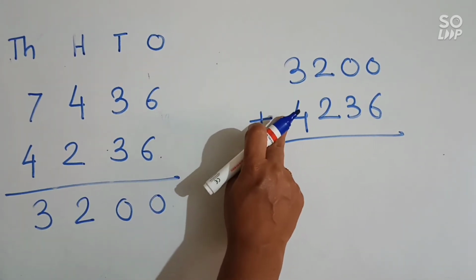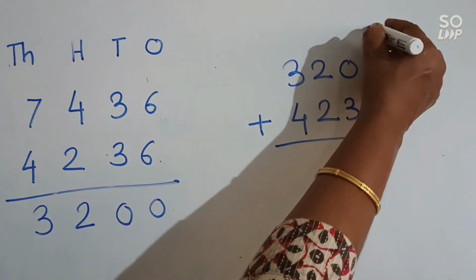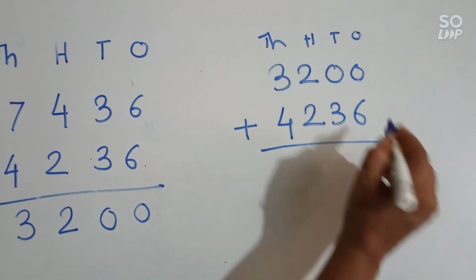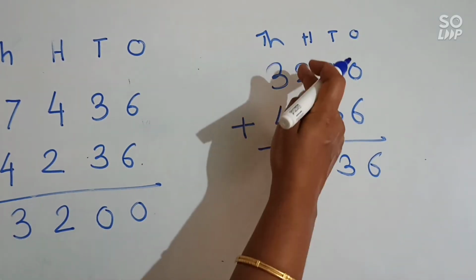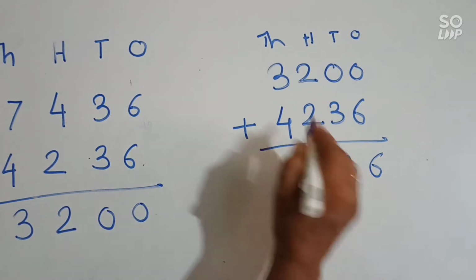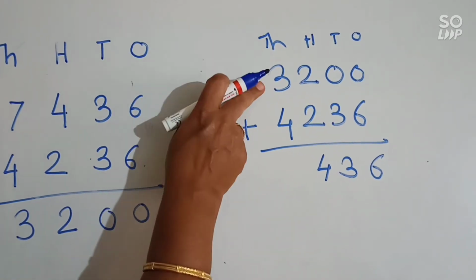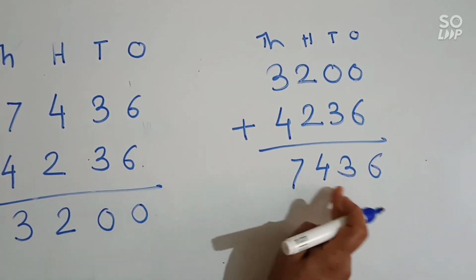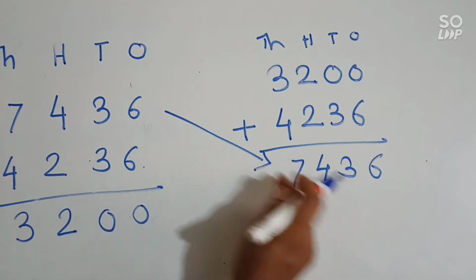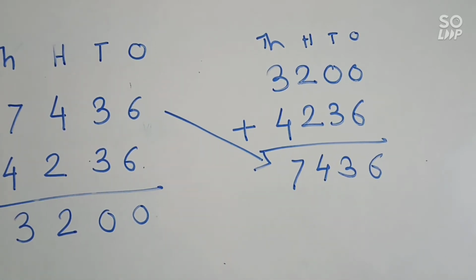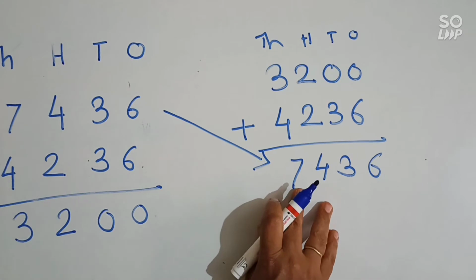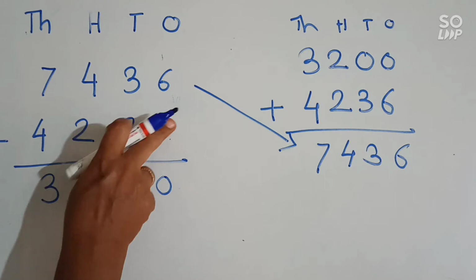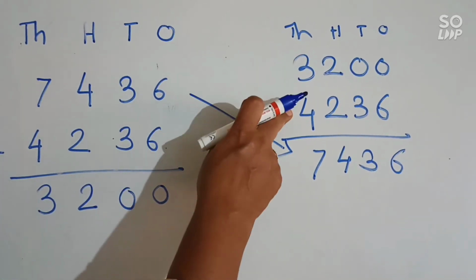When we do this addition, ones, tens, hundreds, thousands. Here 0 plus 6 is 6, 0 plus 3 is 3, hundreds 2 plus 2 is 4, and thousands 3 plus 4 is 7, that is 7436. This is the minuend. Okay children, this is the sum of two numbers and these are the difference. Here is one number and here is the other number.